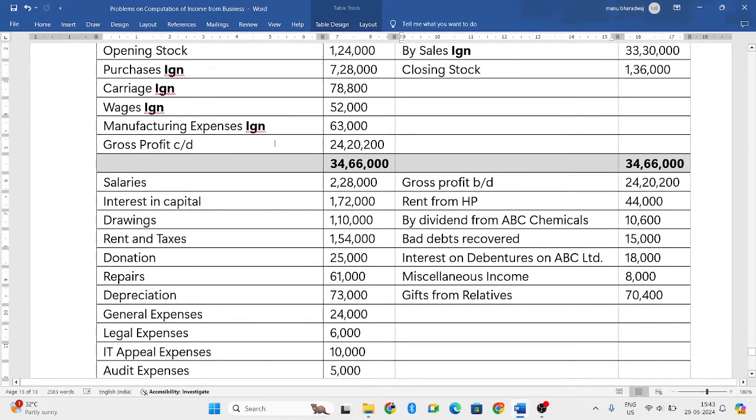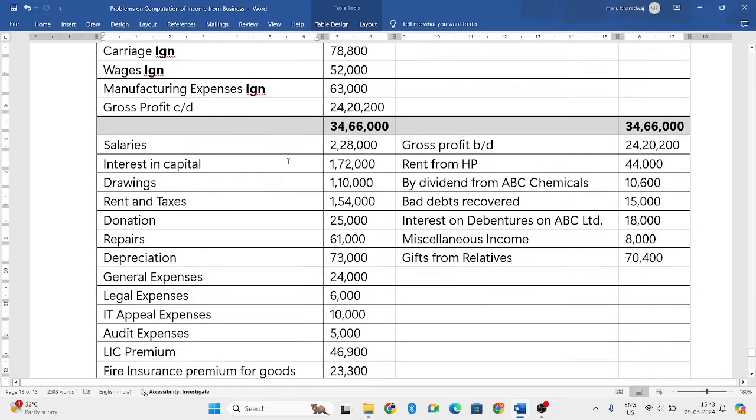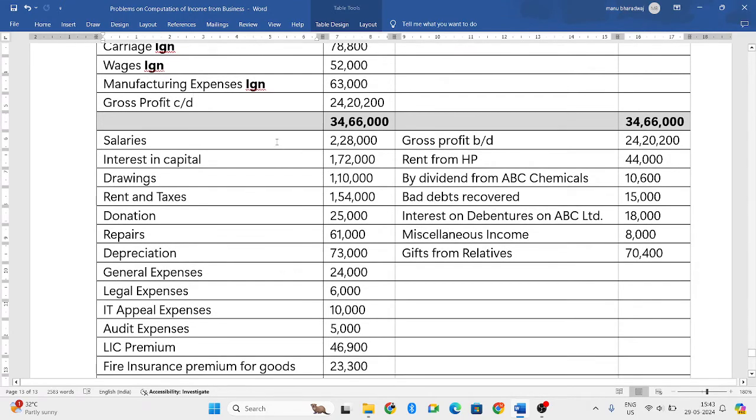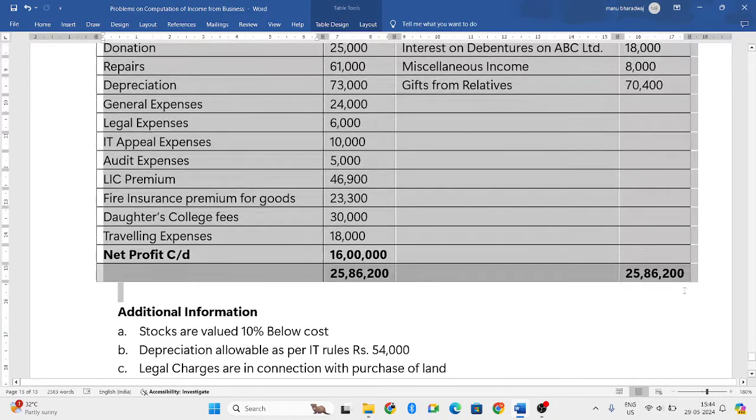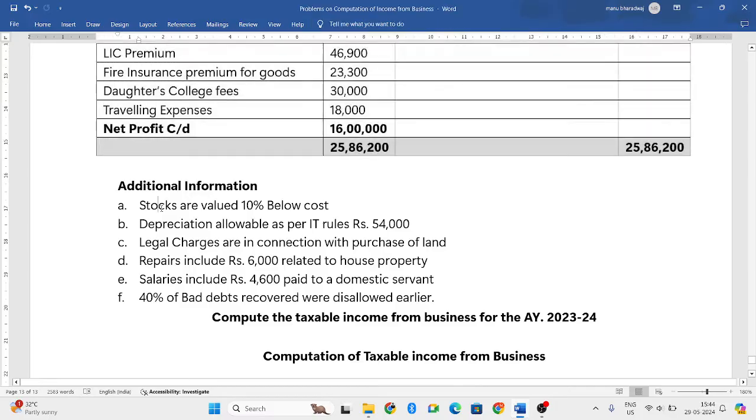Gross profit also ignore. Both the gross profits you can ignore. Do not consider gross profits. Next, they have given salaries. Okay, from here the P&L account starts. This is P&L account. Before that, let us read the adjustments.